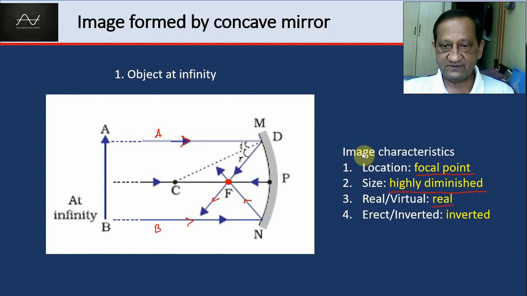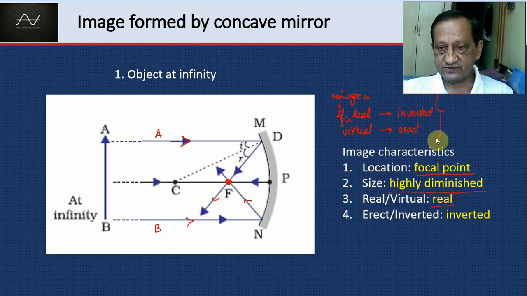One rule is, if the image is real, then it will be inverted. If the image is virtual, then it will be erect. If the image is real, then it will be inverted. If it is virtual, it will be erect.